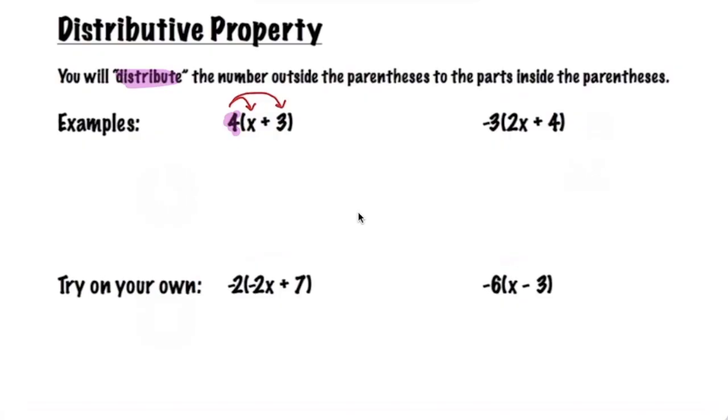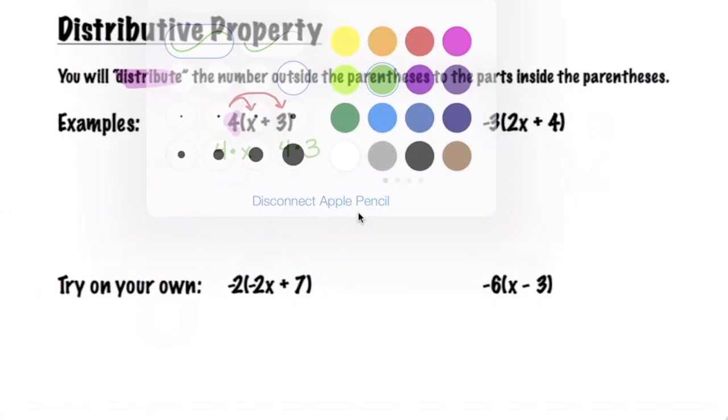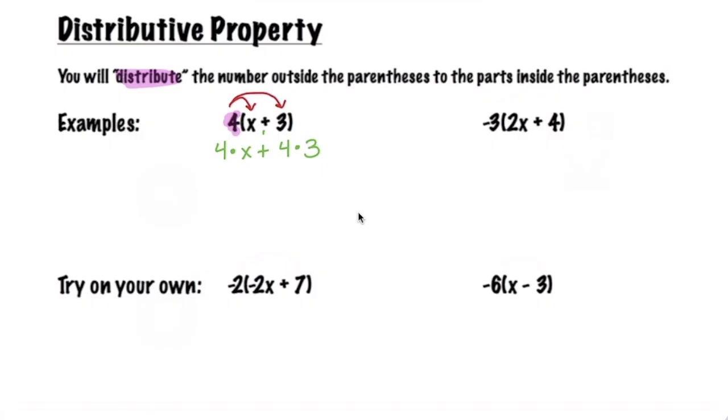The way that we're going to do that is we are going to multiply. And we know that we're multiplying because we have that number right next to our parentheses. So we can think of that as being 4 times x as well as 4 times 3. And then that plus sign in the middle is just going to drop down. We're going to keep that same operation. Notice that the 4 that was outside the parentheses is getting distributed to both the x and the 3 that were inside the parentheses.